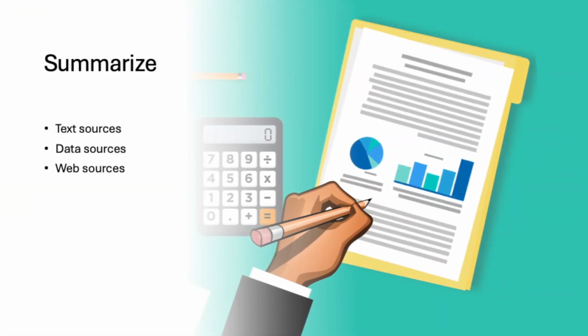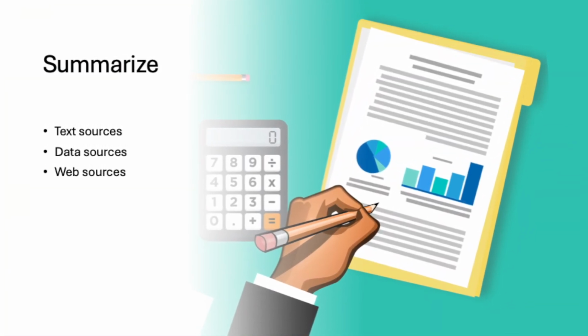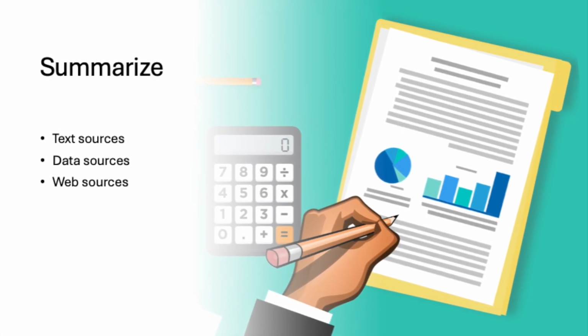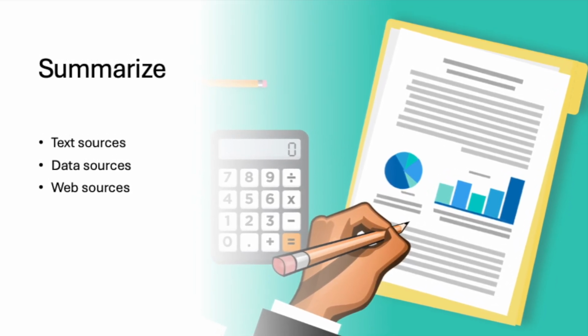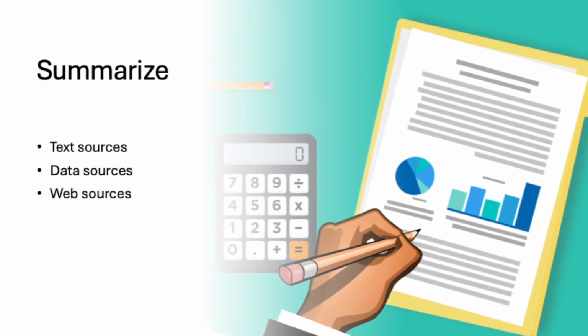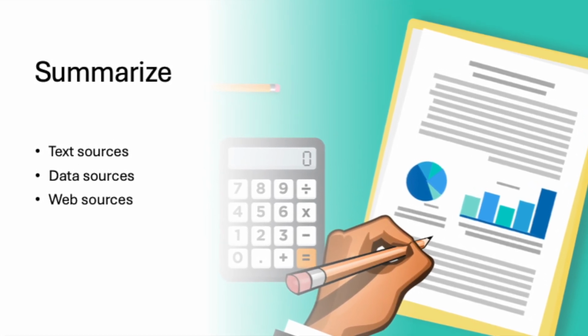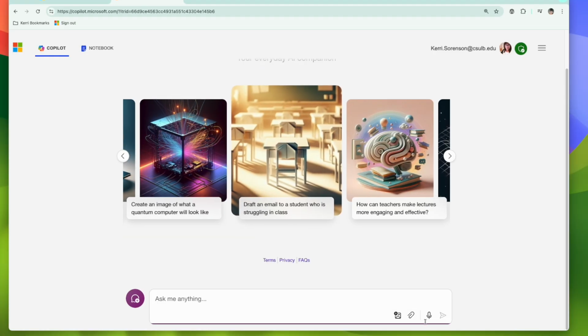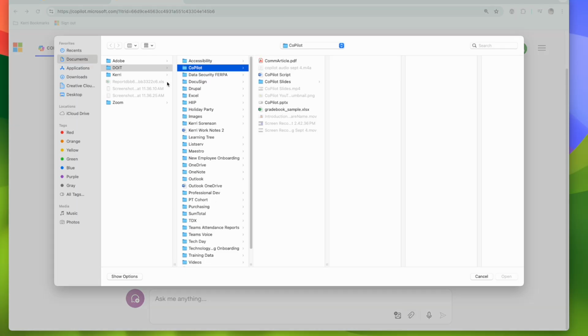Let's do one more example from our list. Let's create a summary. Say we're browsing research articles, but we only want to dig deeper into the ones that best match our topic. Using Copilot, I can summarize a lengthy article to determine if I want to explore it further. First, I'll click the paperclip icon to upload the article, then give it a prompt.